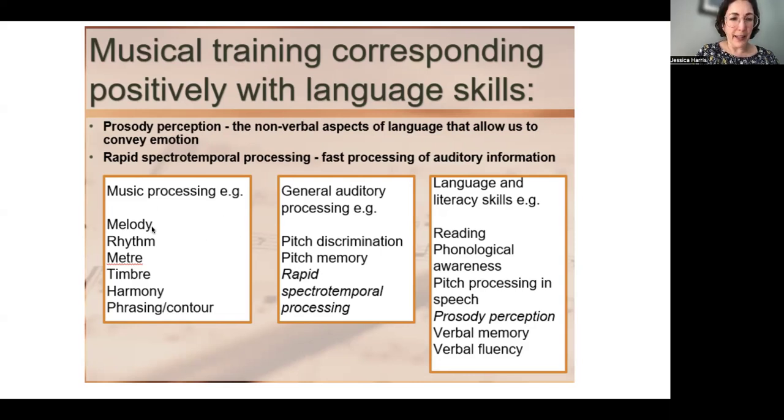So music processing, i.e. melody, rhythm, meter, timbre, harmony, phrasing and contour, and general auditory processing, which is pitch discrimination, pitch memory, rapid spectrotemporal processing, which just means the fast processing of the auditory information we're receiving, leads to language and literacy skills: reading, phonological awareness, pitch processing and speech, prosody perception, verbal memory, and verbal fluency.